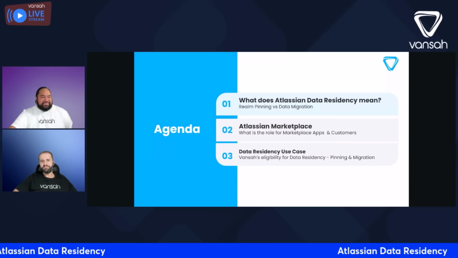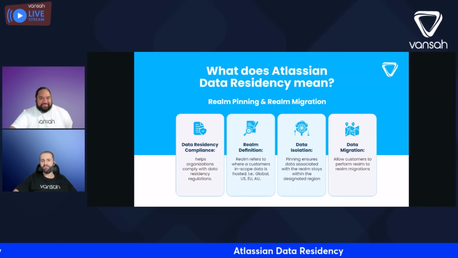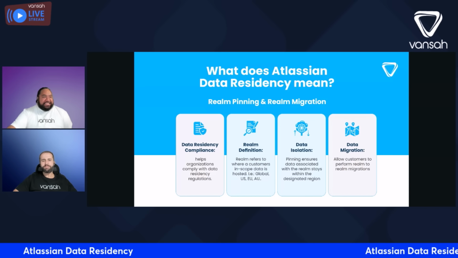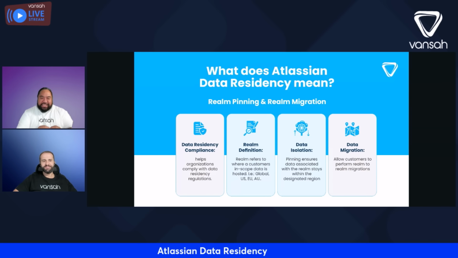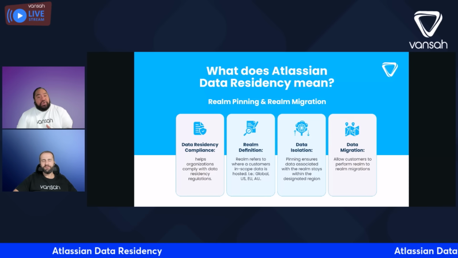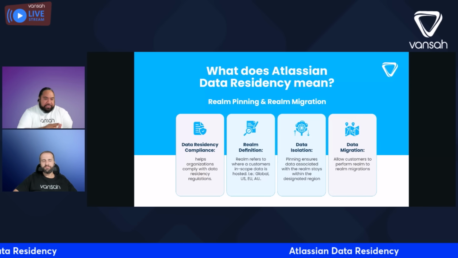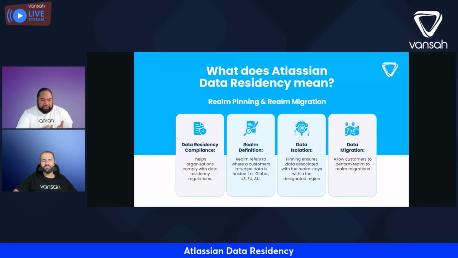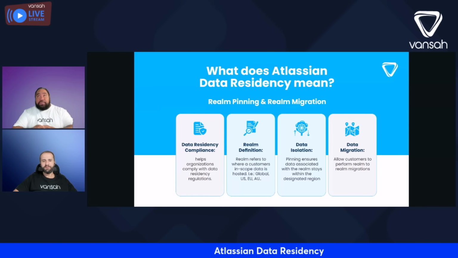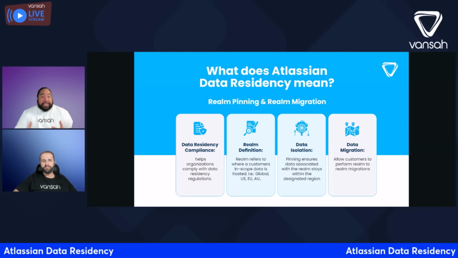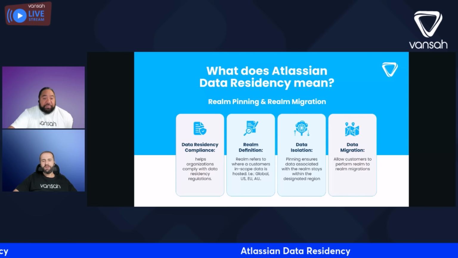So let's get into it. The agenda for our discussion is very clear, three points. What does Atlassian Data Residency mean? Let's talk about the pinning side of things, and the migration. There's quite a bit to go through. We'll think about compliance, what it means around pinning, the isolation of data, and what it really means to business and customers. And then we'll talk a little bit more about Vensa or apps that need to migrate their data to be compliant. Yes, compliance.